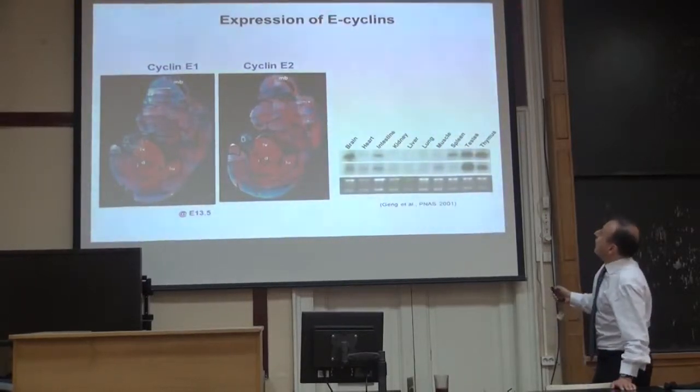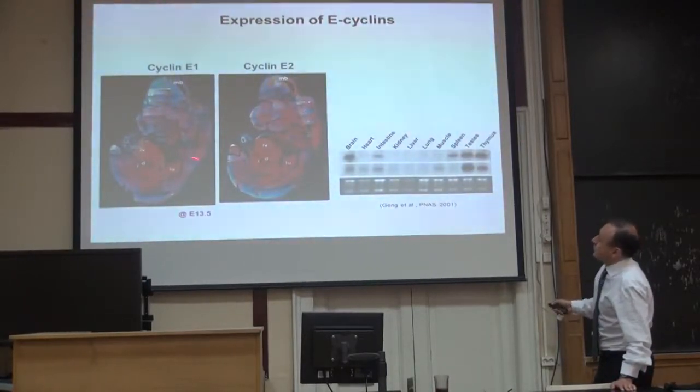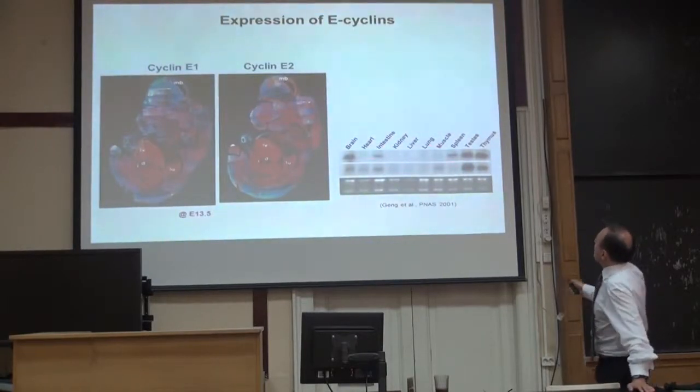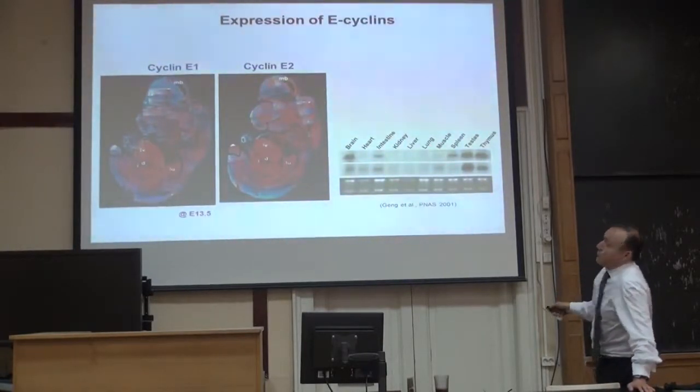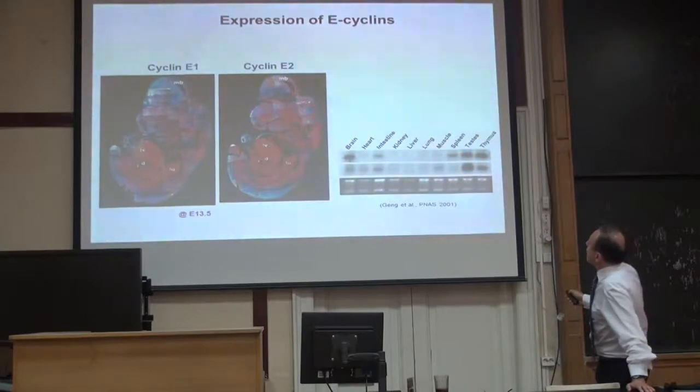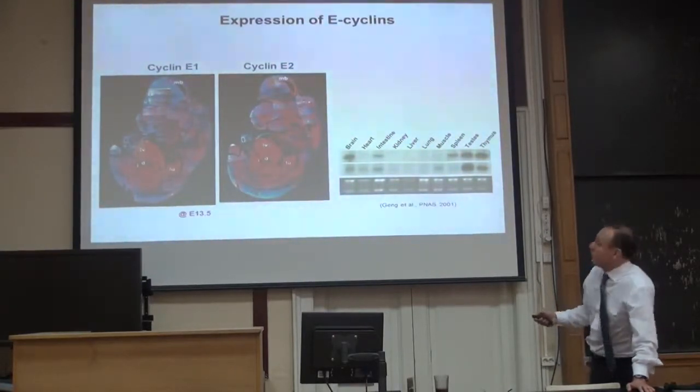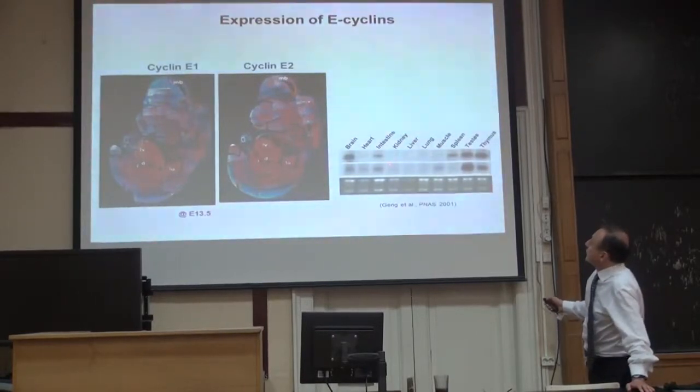And this is in situ hybridization, where we take embryos and stain them for cyclin E1 and E2. The red is positive, and you can see that all proliferating cells express cyclin E1 and cyclin E2. And this is northern blotting. This is cyclin E1, and this is cyclin E2 from adult organs. As you can see, if you take, for example, lung or liver or kidney, which don't contain proliferating cells, there is no cyclin E1 or cyclin E2.